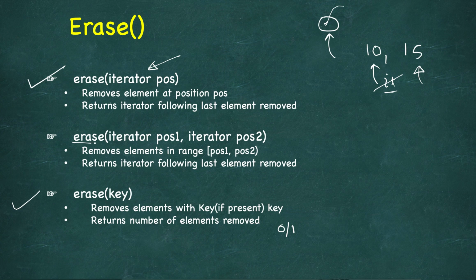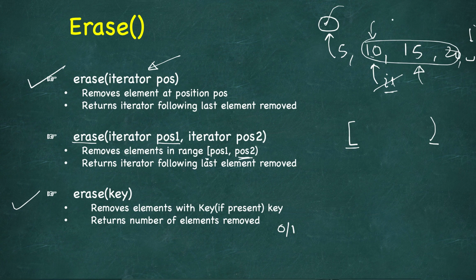Then we have erase with 2 positions. Let's say it has more elements and you want to remove from 10 to 20. So you will pass this one and one pass to this. So the last one is excluded. So you see this square bracket here and open here. So this is a closed interval, open interval. So POS2, the second iterator, is excluded. So if you want to delete 10, 15, 20, pass this as the first iterator and this as the second iterator. Now let's see an example of these.